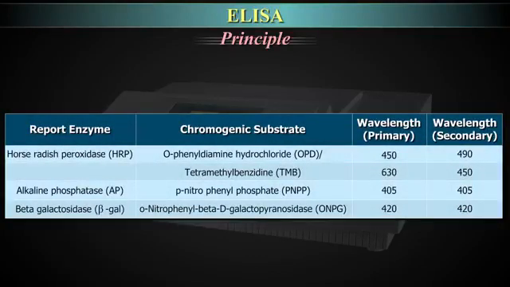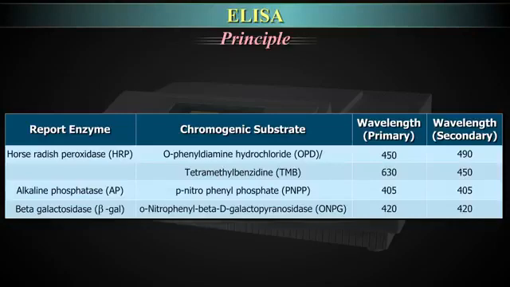For example, with the reporter enzyme being horseradish peroxidase or HRP, two different chromogenic substrates can be used. When the chromogenic substrate is O-phenyldiamine hydrochloride, what we call OPD, it can have two wavelengths, the primary being 450 nanometers and the secondary wavelength being 490 nanometers. For the same reporter enzyme, HRP, when the chromogenic substrate is tetramethylbenzidine or TMB, the wavelengths there are 630 nanometers for primary and 450 for secondary wavelength.